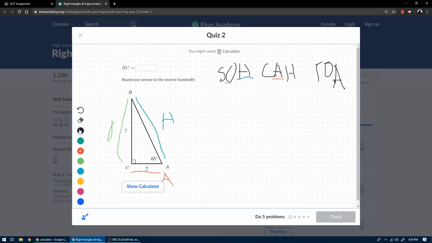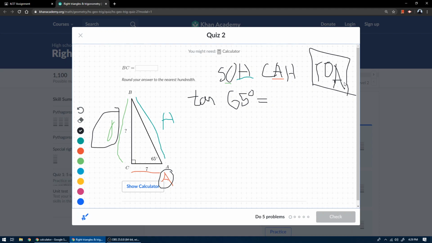Okay, so now that I know all three sides, I can figure out which one of these I should use. I want to find opposite and I know adjacent. Which one of those three has an O and an A? It'd be TOA, right? TOA has an opposite and an adjacent, so I want to use tangent. I'm using tangent here, T-A-N, tan. What's my angle? It's 65 degrees. So tangent of 65 degrees is equal to opposite over adjacent. What's opposite? I don't know. That's the question mark. Adjacent is 7. So tangent of 65 degrees is equal to the question mark over 7.